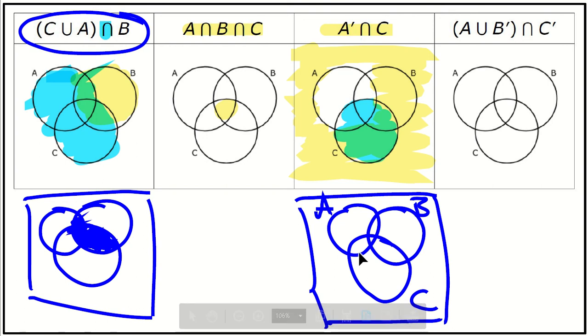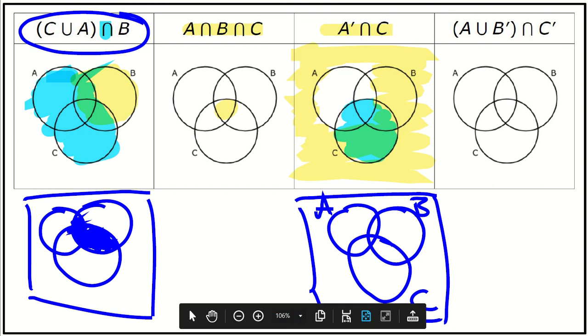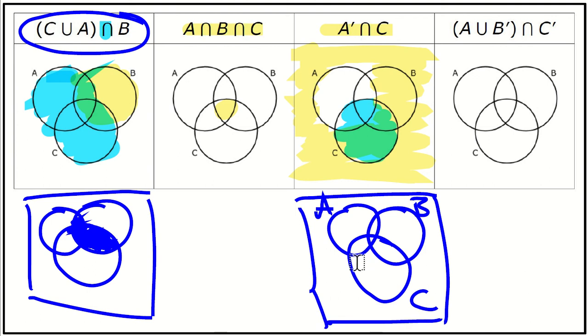Let me just there. And it's this piece here. So it's this area down the bottom. This part in here and this part in here. So there's my not A intersecting with C.